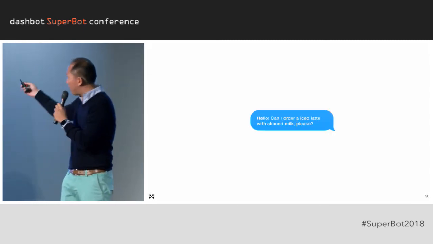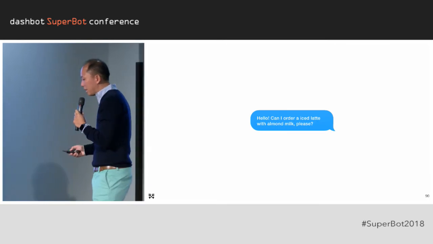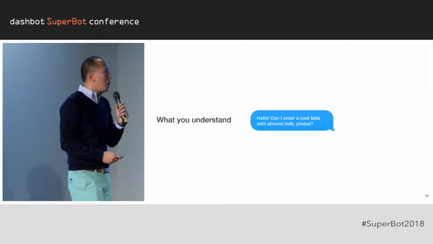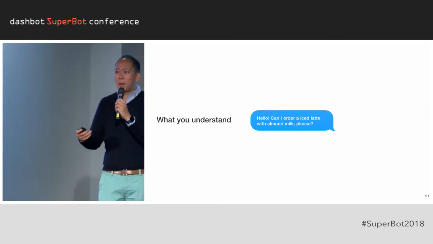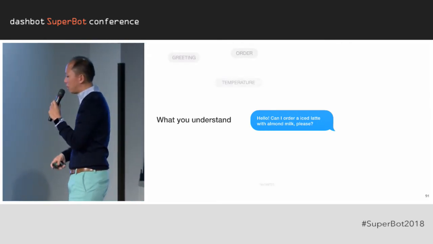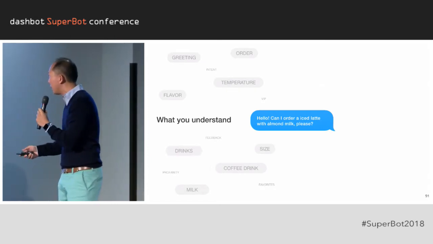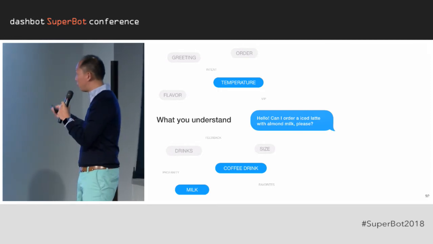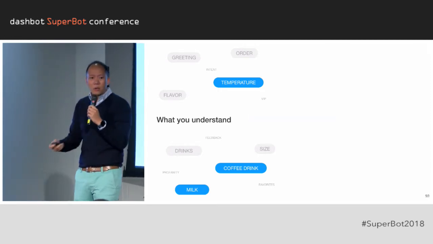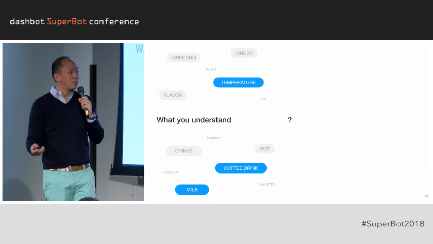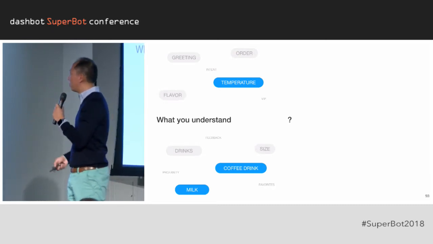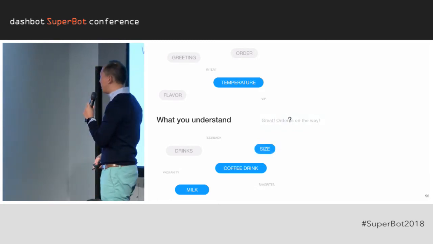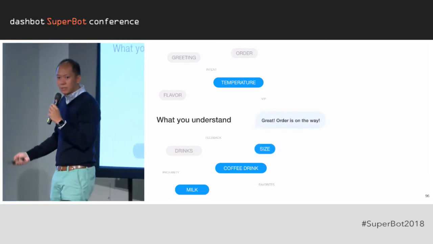When you think about how to write that copy or understand, to us there are two things: what you understand and what you remember. On the left, what you understand is the new thing in this industry, which is natural language processing or understanding. You can see here I have three things: temperature, coffee drink, and milk. So how do you answer that? Well, if the size is required and the flavor is optional, and the size is missing, I'm going to ask for the size. Then I can say, great, your order is on the way, once I have the size.